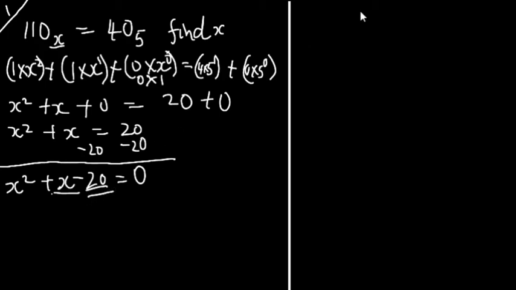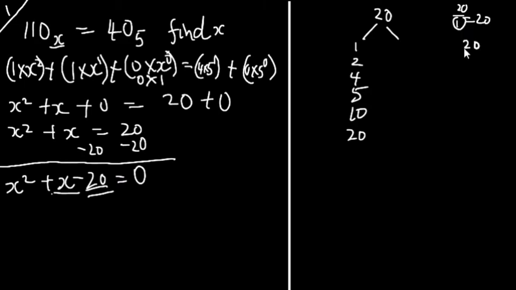So what are the factors of 20? 1, 2, 4, 5, 10 and 20. I hope you understand what is meant by factor. Factor is a smaller number that divides a bigger number without remainder. For example, 20 divided by 1 is going to be 20, remainder 0, so 1 is a factor. 20 divided by 10 is going to be 2, remainder 0, so 10 is also a factor of 20. So any smaller number that divides a bigger number without remainder will be a factor of the bigger number.